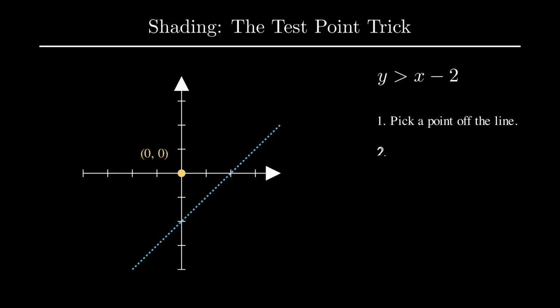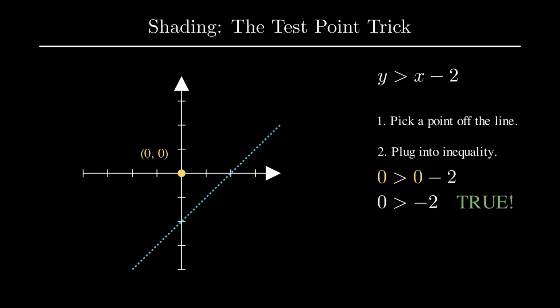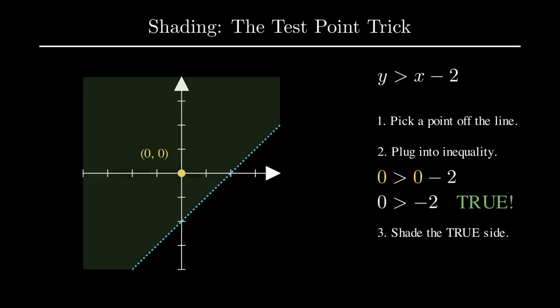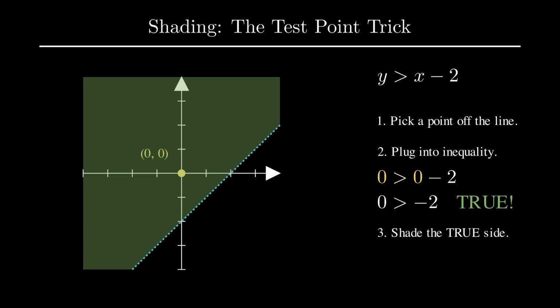The best point to use is the origin, 0, 0, because the math is very easy. Let's plug in 0 for x and 0 for y. That gives us a statement saying 0 is greater than negative 2. Is that true? Yes, it is. Because the test point gave us a true statement, we shade the entire side of the line that contains the origin. If it had been false, we would have shaded the opposite side.